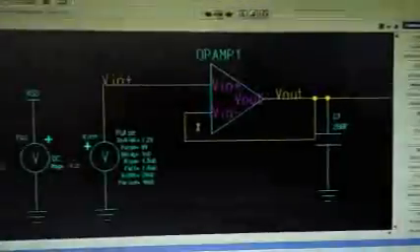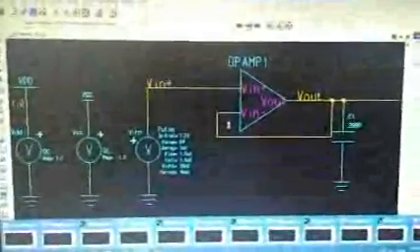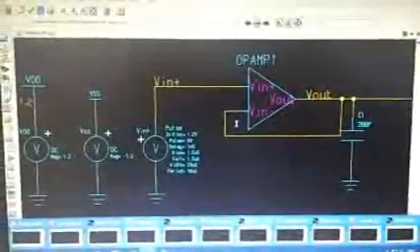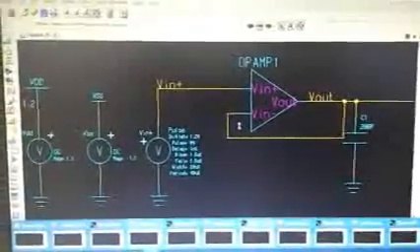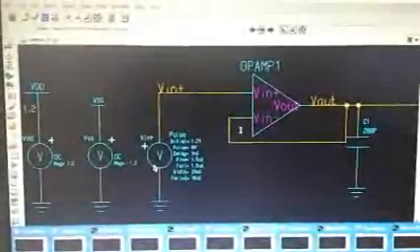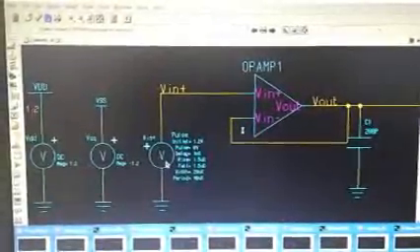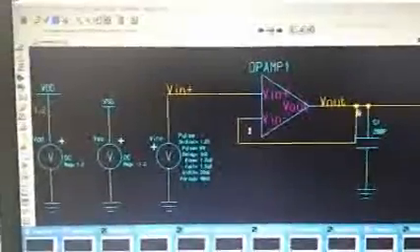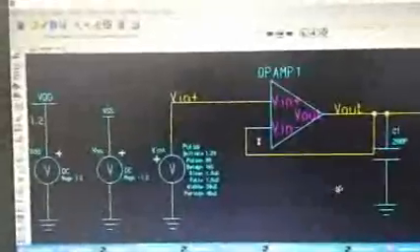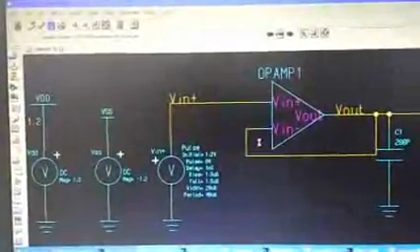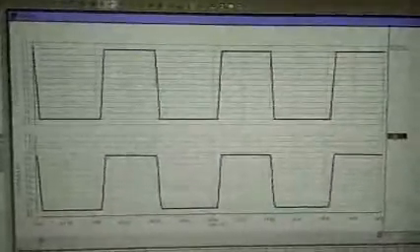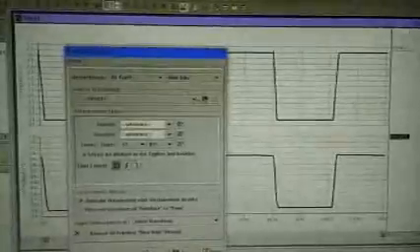After that, we will run through the slew rate simulation. During the slew rate simulation, we need to use the pulse signal, and the inverting input is connected to the output. After we run through the simulation, this is the curve to determine the slew rate. So now we need to find the slew rate for the output.